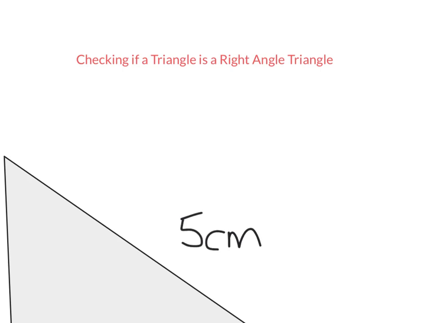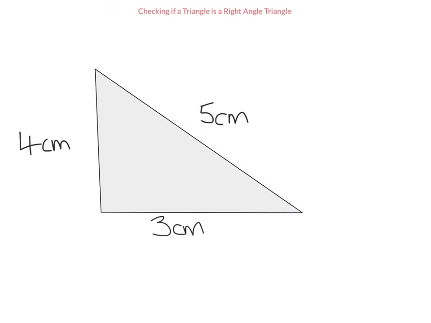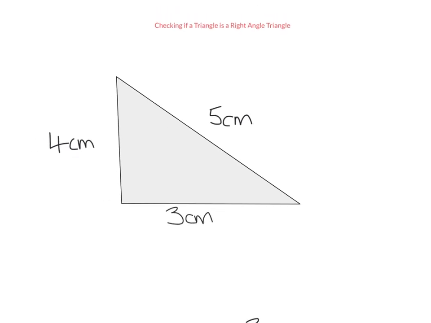Good morning. Today we're going to be checking to see if a triangle is right angled or not. Previously I learned about Pythagoras' theorem, whereby a squared plus b squared equals c squared. So I'm going to label this triangle. This side must be A, this side is B, and this side is C. We know that this is C because it's opposite the right angle.